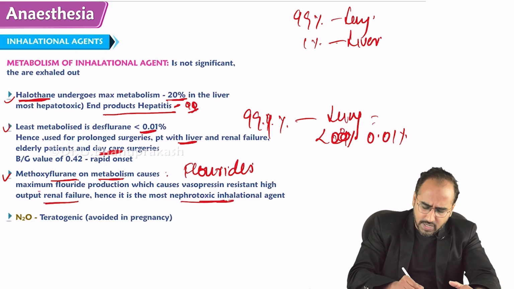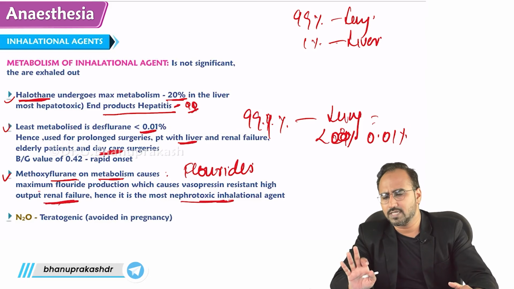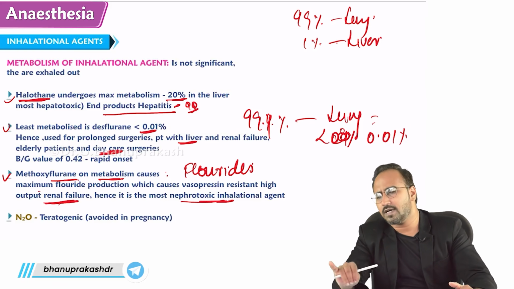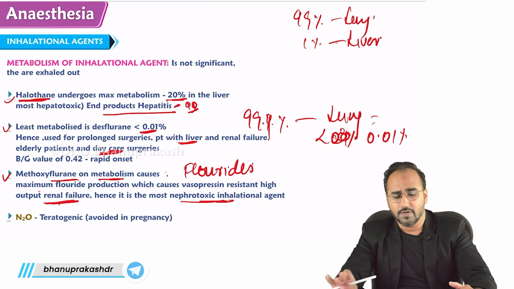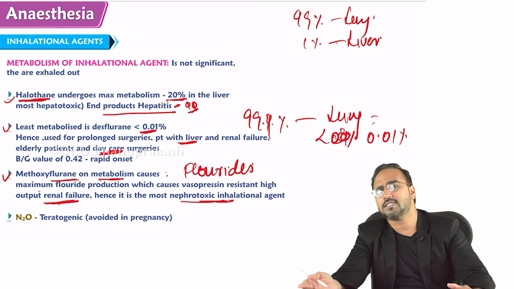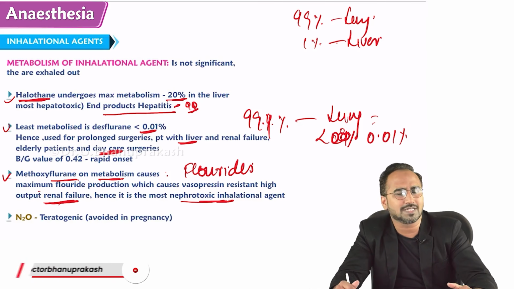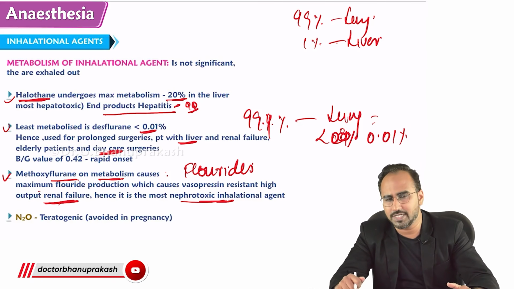Why? Because it can cause renal failure. So in metabolism, only 3 points, guys. The most metabolized in the liver is halothane. The least metabolized in the liver is desflurane. Whereas methoxyflurane, after being metabolized, leads to formation of compounds called fluorides that can cause high output renal failure. It is the most nephrotoxic inhalational agent.